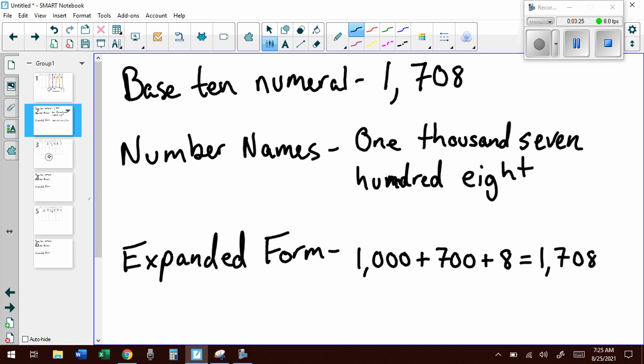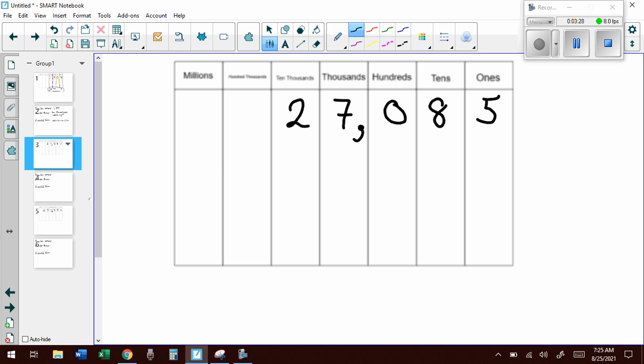Let's go on to the next one. So here we have the same setup, but a larger number. This time we have 27,085. So we write the value of these digits in the place value below. The value of that 2 is not just a 2, it's 20,000. The value of that 7 is not just a 7, it's 7,000. There's no hundreds.